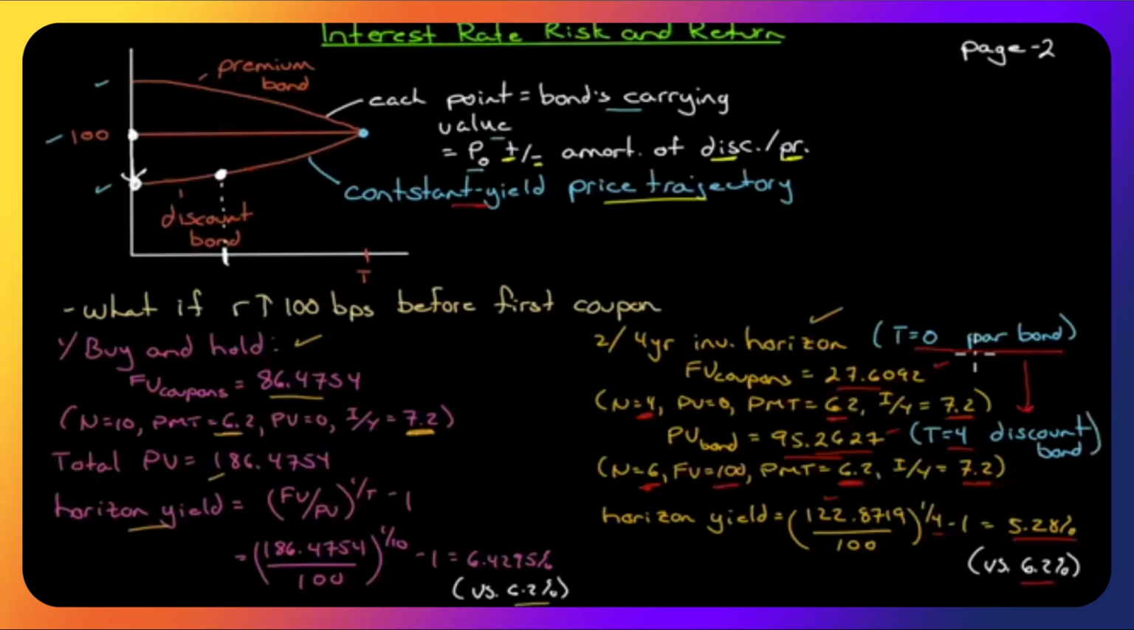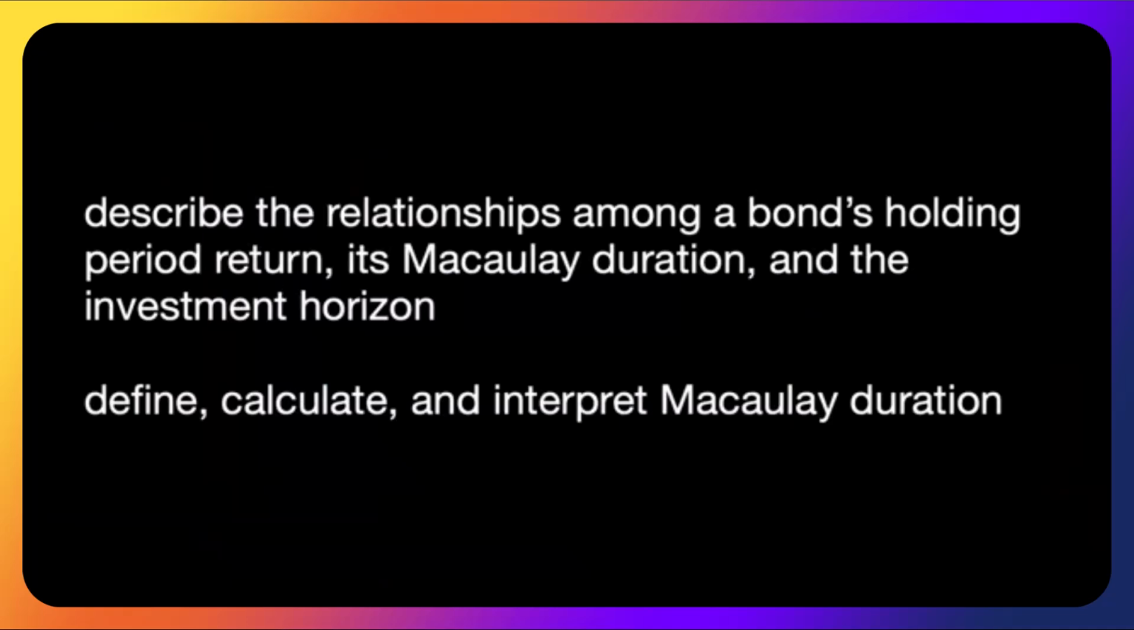And there is a calculation for it. It's called Macaulay duration. It's stated in years, and it tells us that for a single instantaneous change in rates of 100 basis points, we would have to hold the bond X number of years to realize our yield to maturity. Describe the relationships among a bond's holding period return, its Macaulay duration, and the investment horizon, and define, calculate, and interpret Macaulay duration, so we will have some calculating to do.